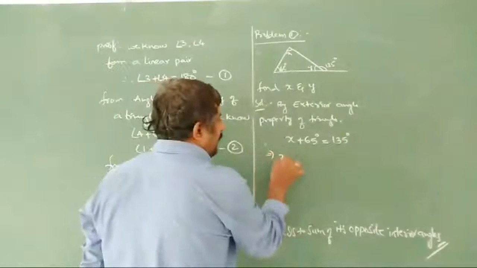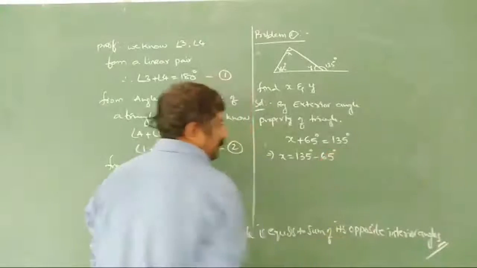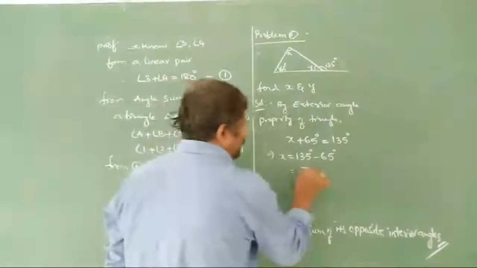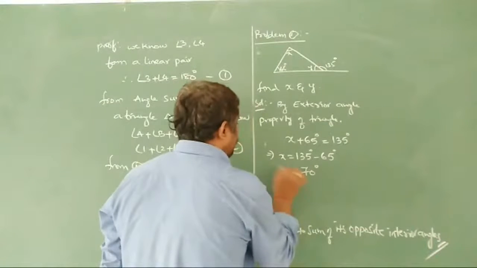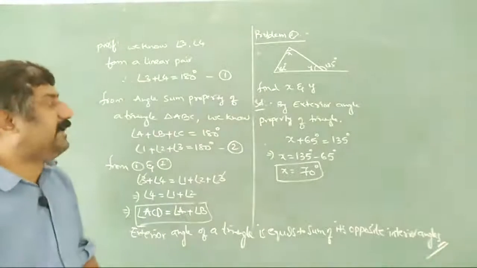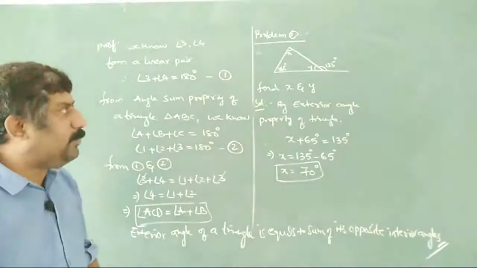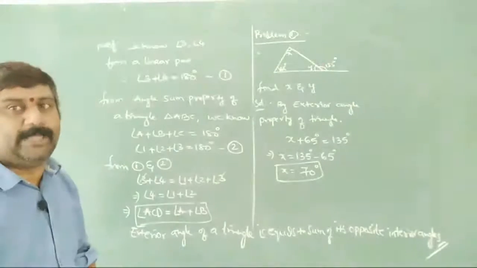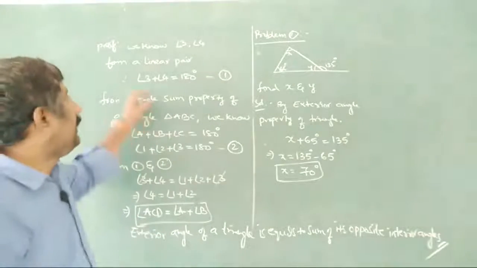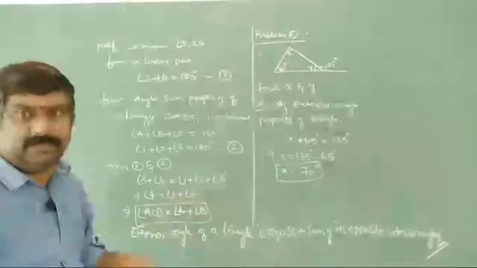This implies x is equal to 135 degrees minus 65 degrees, which is giving us 70 degrees. So we got the first value, x. Now we need the second value, y. To get the y value, we can use two methods. One is angle sum property, or else linear pair also we can use. But the simple thing here is linear pair.